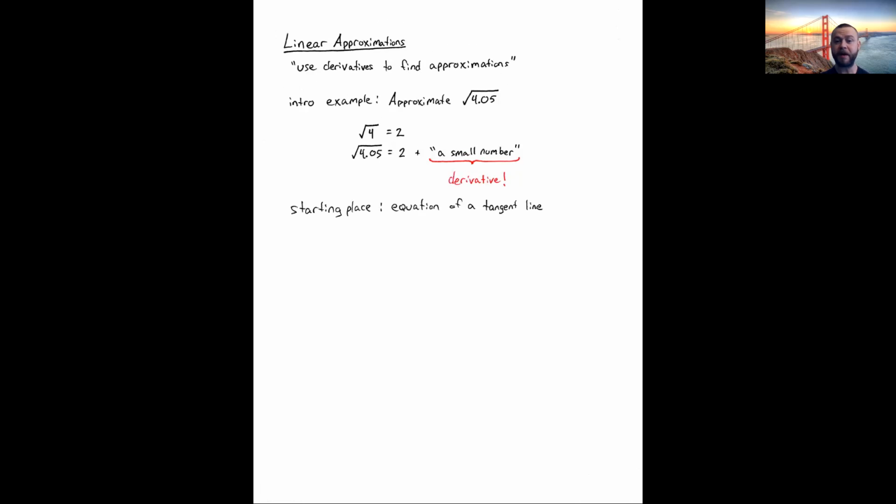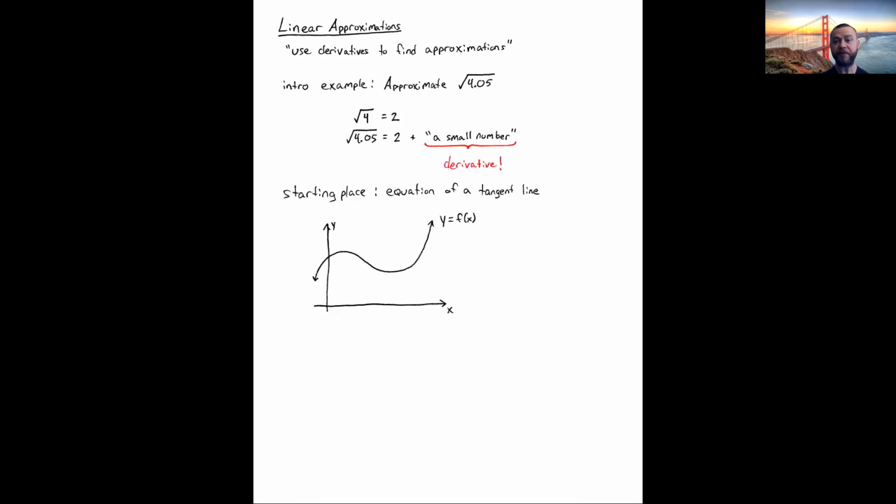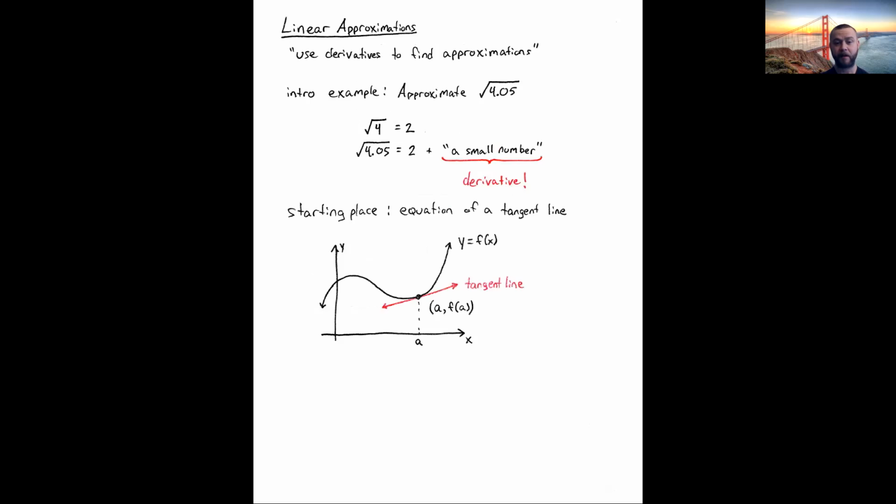All right, as mentioned a minute ago, the starting place for linear approximations is the equation of a tangent line. So let's go back and review that before we move forward. The setup is we have a graph of a function, and if we pick a point on that graph, we'll label it with x coordinate a, and the y value would be f of a. For this point on the graph, we have a tangent line that looks like that.